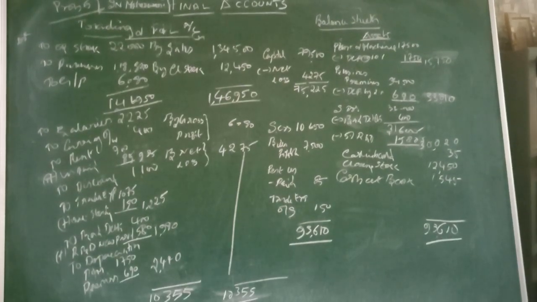Welcome to today's class. This is a final accounts problem taken from S.N. Maheshwari, problem number 5. It's an essay type question actually. We are having the trial balance and some important adjustments are given. So first, you check the trial balance given in the question. It is tallied. Then you proceed to prepare the final accounts.